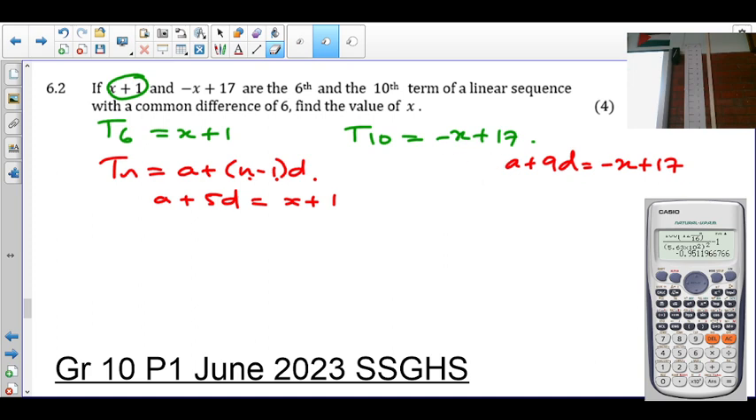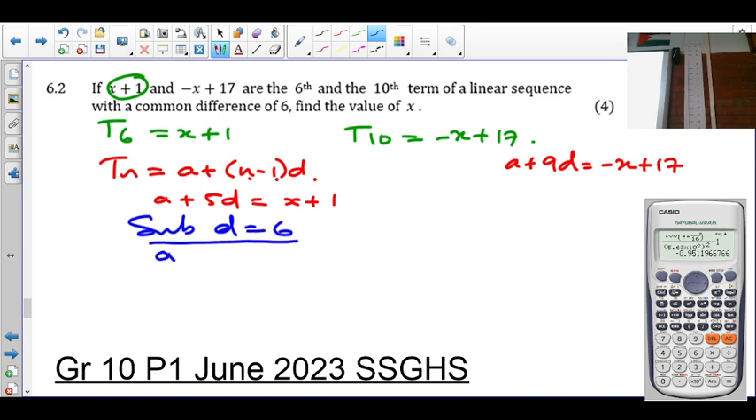What else are we told, people? We are told that the common difference is 6. So we're going to substitute d is equal to 6 wherever we see a d. So that will be a plus 5 times 6 equals x plus 1. I'm going to make a the subject of the formula. a is equal to x plus 1 minus 30, that is x minus 29, and that's equation 1.